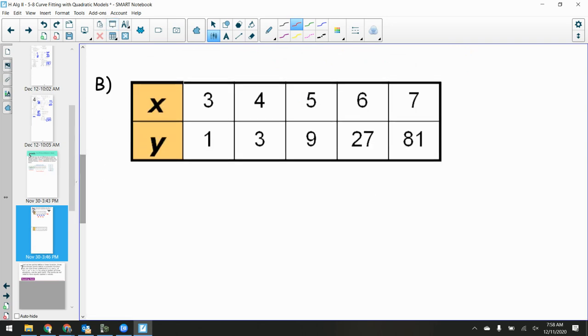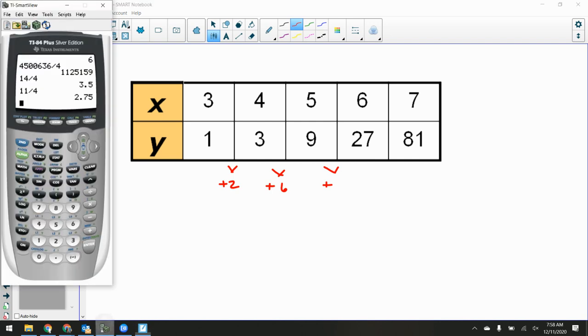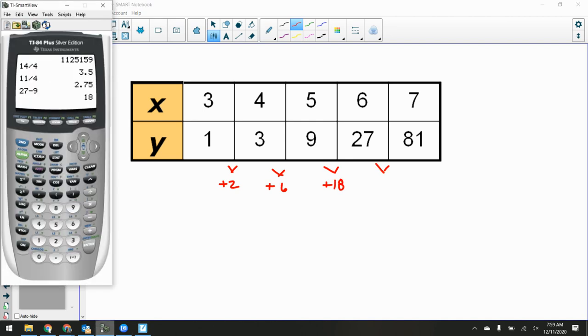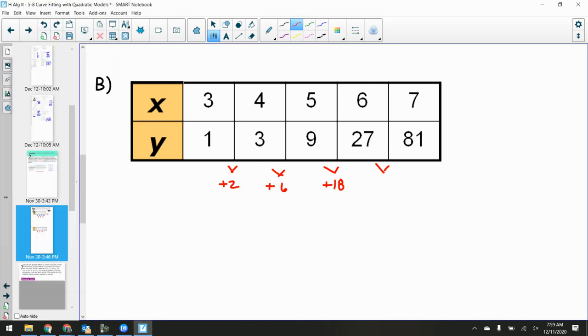All right. X values are equally spaced. Let's take a look at the pattern in the y values. Okay, well, I'm going up by 2, up by 6, up by, what's the difference between 27 and 9? 18. Going up by 18. The difference between 81 and 27. 81 minus 27. 54, there we go. So I'm going up by 54, right? Obviously, this is not linear.